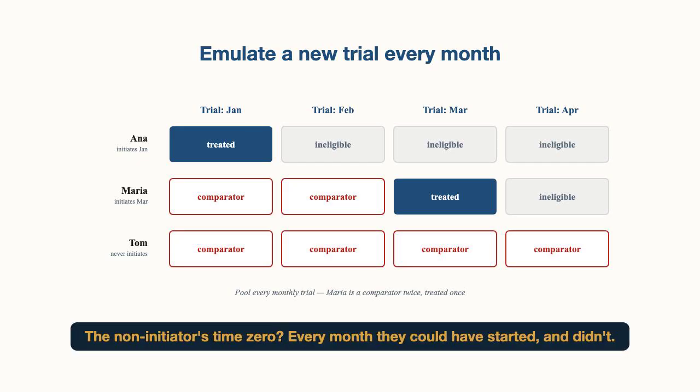Pool every monthly trial together. Notice Maria is a comparator twice and treated once. That is not double counting, it is the design. So when does the non-initiators clock start? Every month they could have started and didn't.